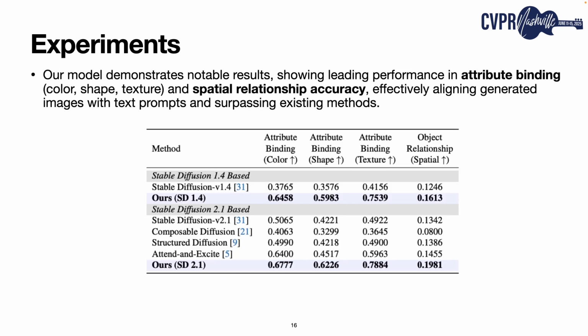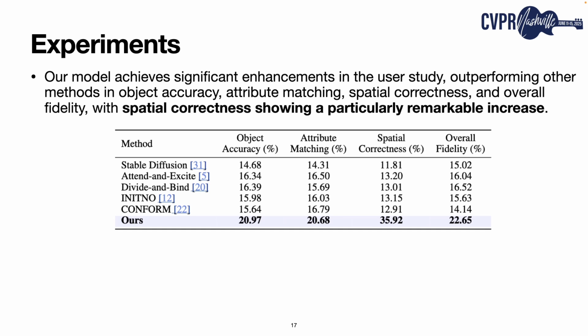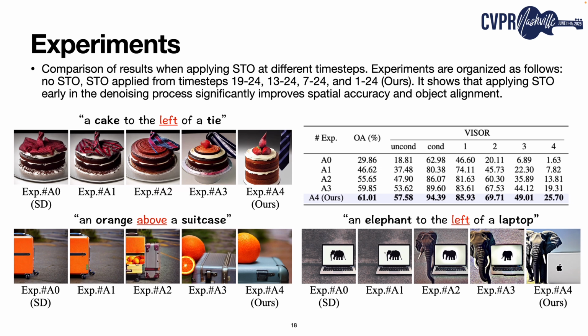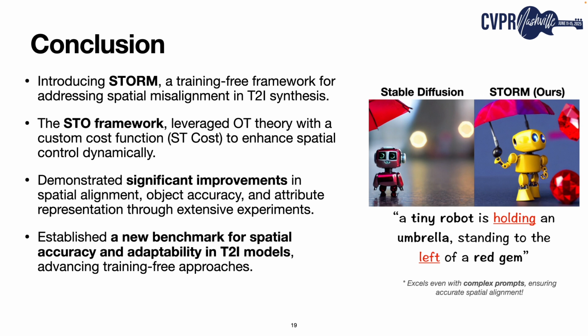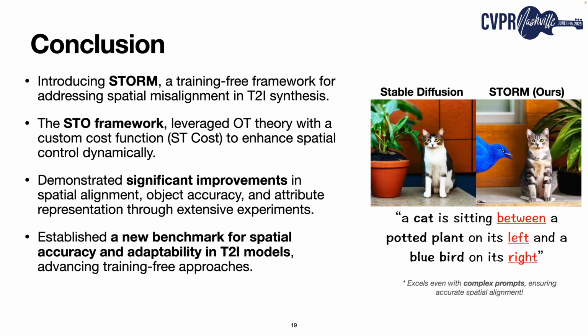We also evaluate our method using T2I-CompBench, which assesses spatial relationships and attribute alignment, providing a holistic evaluation of text-to-image synthesis performance. Our score shows that the generated images position the specified objects correctly and accurately reflect the given attributes. Our model achieves significant enhancements in the user study, with spatial correctness showing a particularly remarkable increase. We conducted ablation experiments on our STO framework by comparing its application from late steps to early steps, revealing that applying it in the early steps is most effective for resolving spatial misalignment issues. To conclude, STORM redefines training-free text-to-image synthesis by addressing spatial misalignment, setting new benchmarks for spatial control and adaptability.